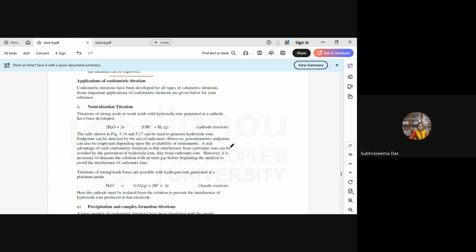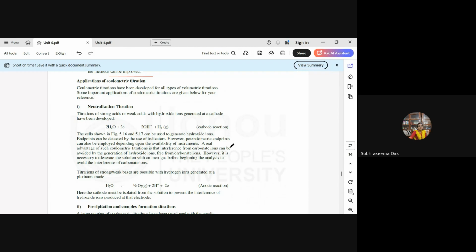So now coming to applications of coulometric titration. Coulometric titrations have been developed for all types of volumetric titrations. Some important applications of coulometric titrations are given below. For one, the neutralization reaction: the titrations of strong acids or weak bases with hydroxide ions generated at the cathode have been developed.